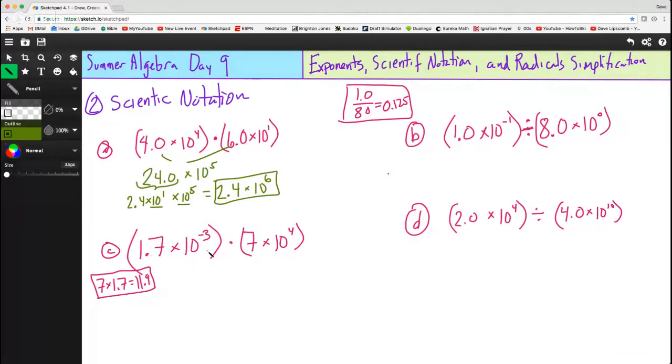Similarly, when we multiply down here, and I've told you that 1.7 times 7 is 11.9, so when we multiply those, we get 11.9 times 10 to the negative 3 plus 4, which is 1. Well, 11.9 is 1.19 times 10 to the 1st. And then we bring down our 10 to the 1st here, and we get 1.19 times 10 squared.